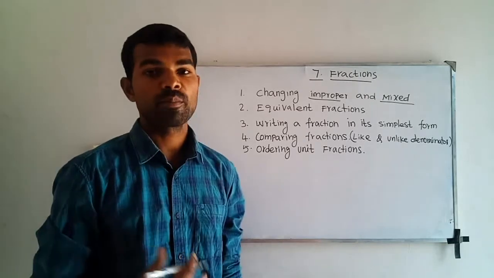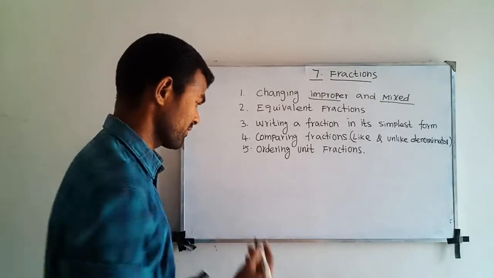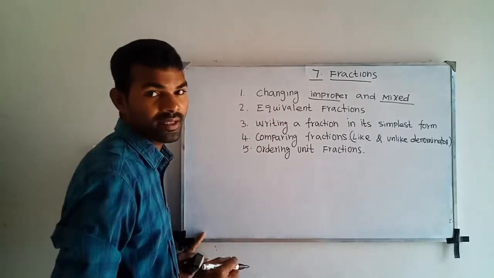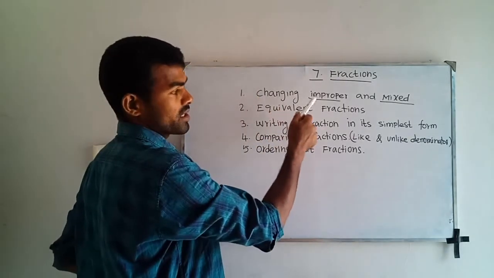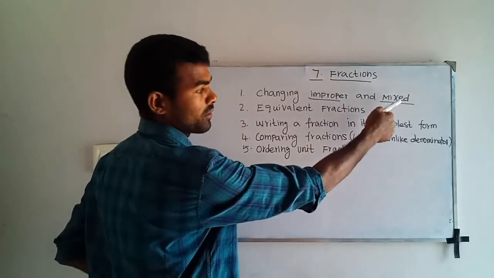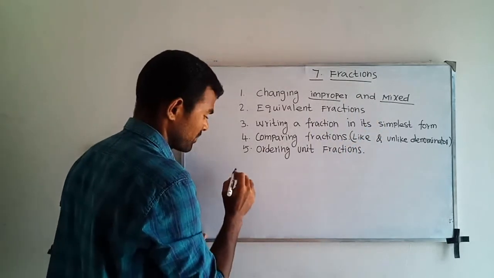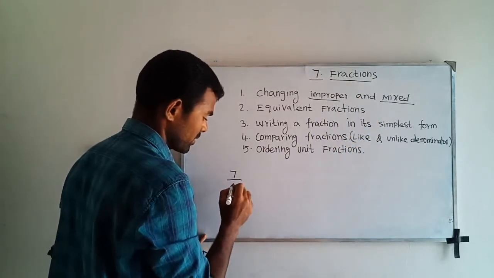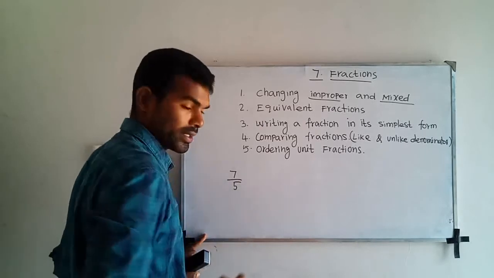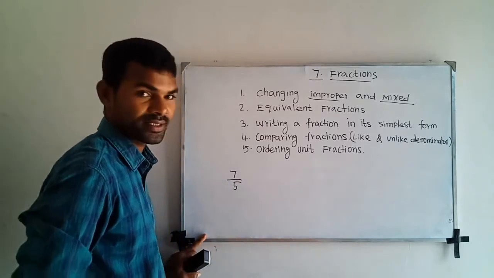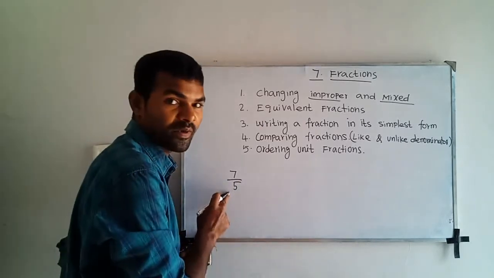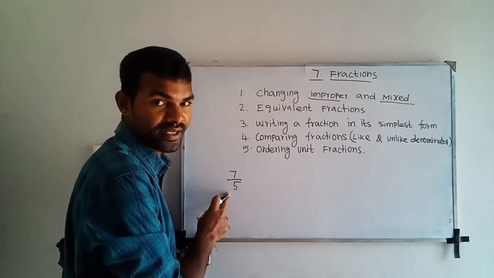How to change an improper fraction into a mixed fraction. First concept let us learn now. So take the improper fraction 7 by 5. Yes, this is an improper fraction. How do we change the improper fraction into a mixed fraction?